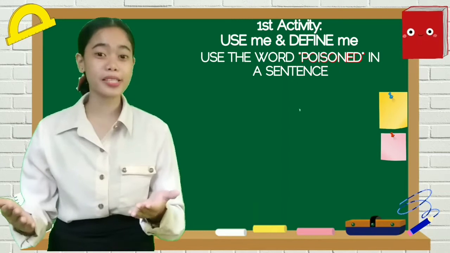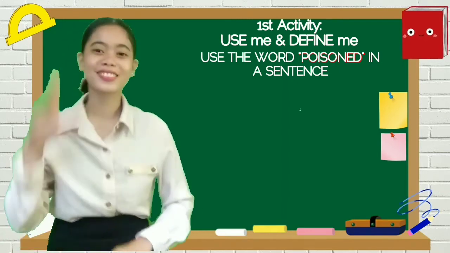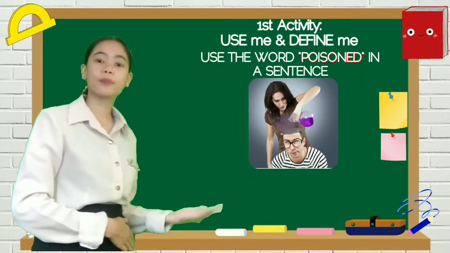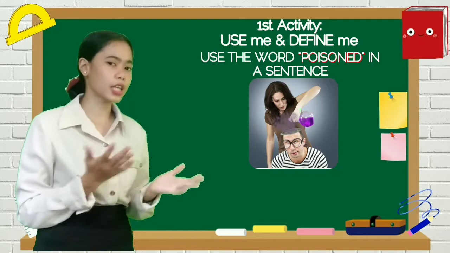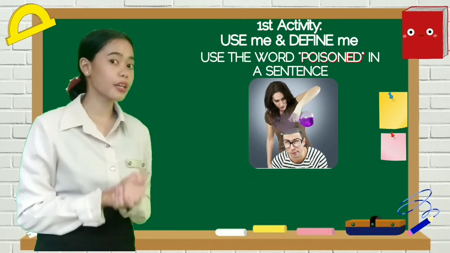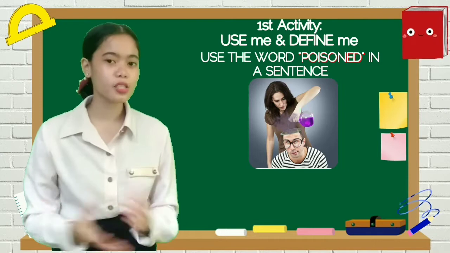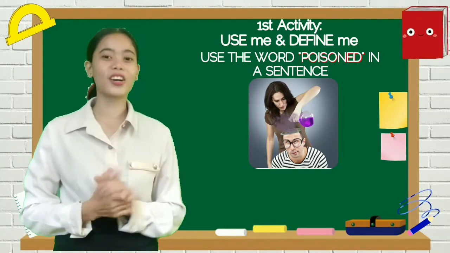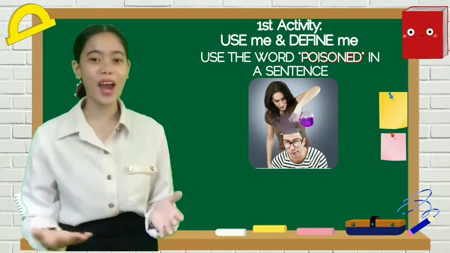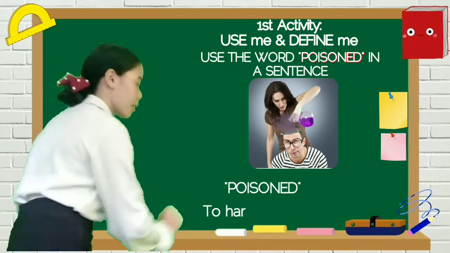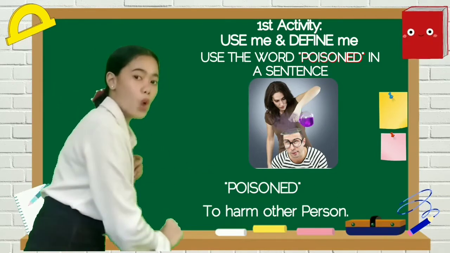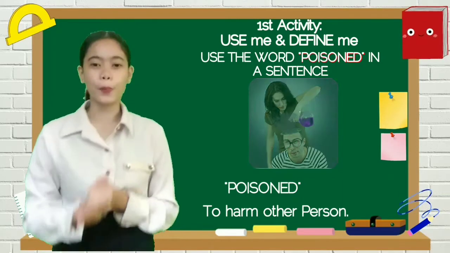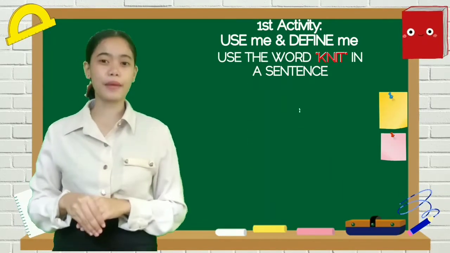Next, use poisoned in a sentence. She had influenced the king and poisoned his mind that he no longer cares for his 11 sons. So what does the word poisoned mean? Raise your flags. Okay? So that's right. So you said poisoned means to harm another person. Very good. Now, let us go to the next item.